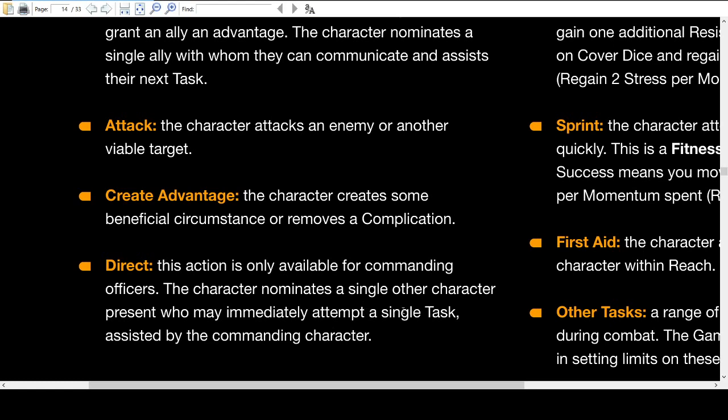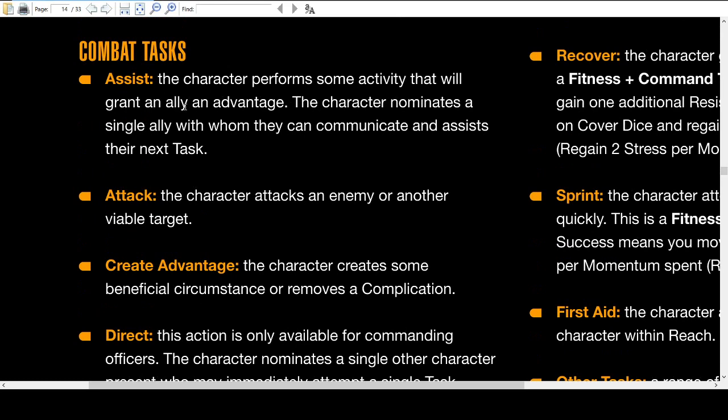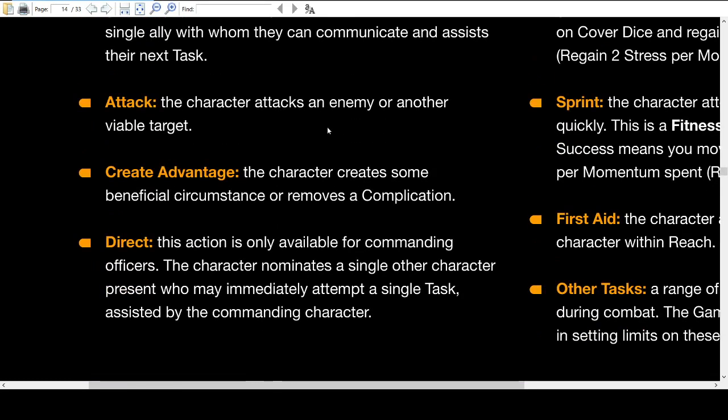So is this a tool? Is this something like a 2-for-1, in the sense that by using the direct action, you get another character to perform the task, and the commanding officer is immediately using the assist to give whatever benefits there are to the task? That's potentially the way I'm seeing it. It may be more interesting to see in action, and it is a considerable advantage of doing direct rather than assist, if I understand it correctly.